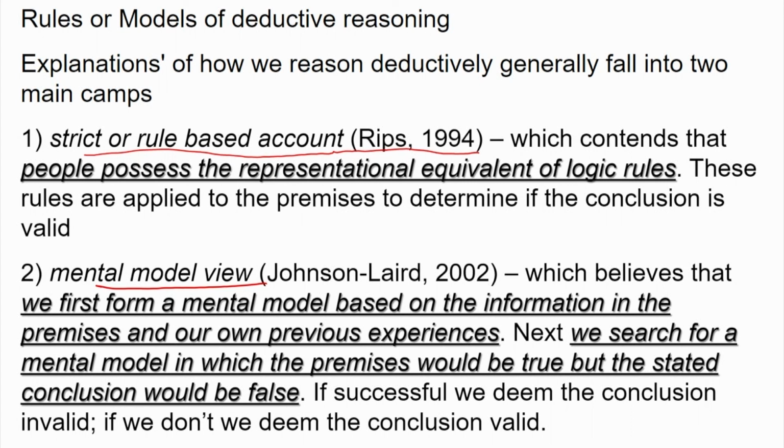would be false. So, once we make a model from the information in the premises and our past experiences, we look in our memory for all those available models in which the premises are true but the conclusion is false. If successful, if we find a model where the premises are true and the conclusion is false, then we select that model, otherwise we do not need to. So, we use a mental model approach. We look at the information given, our past experiences, create a mental model, and then go ahead and validate or invalidate a particular statement.